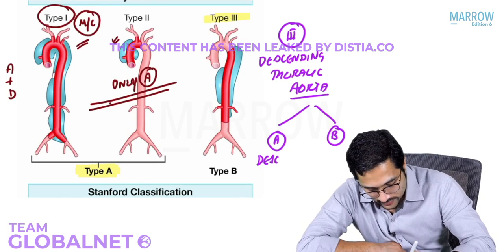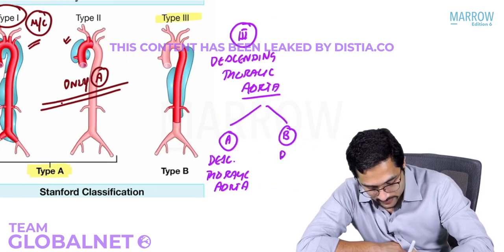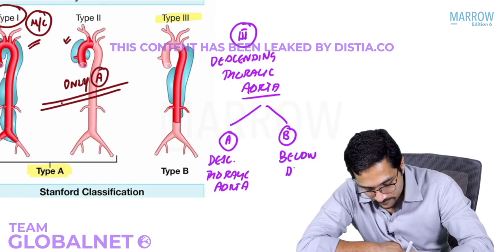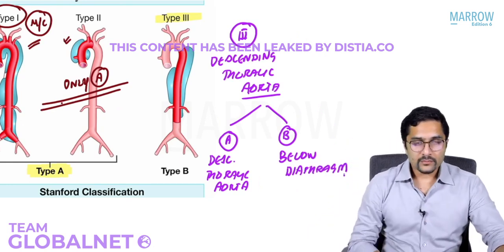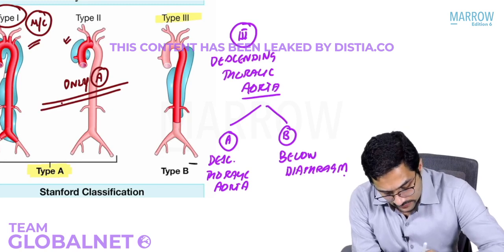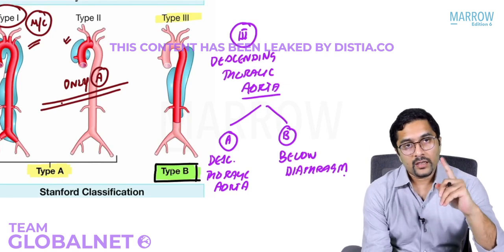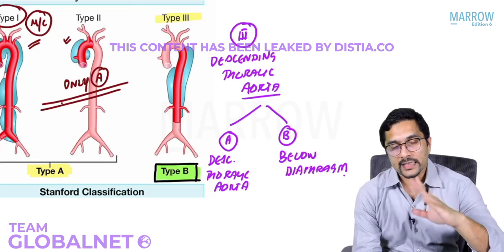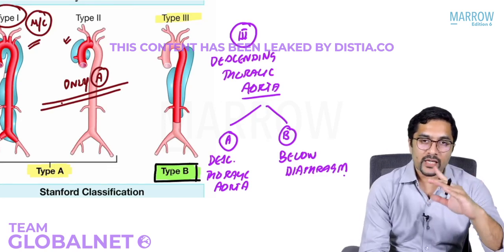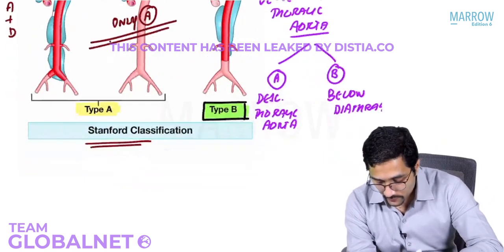3A is when only the descending thoracic aorta is involved. And 3B is when the tear is below the diaphragm. When the tear is below the diaphragm, we call it 3B. And Stanford's B includes DeBakey type 3. So DeBakey type 1 and 2 is Stanford's A, and DeBakey type 3 is Stanford's B. These are the two classifications for aortic dissection which you should know about.